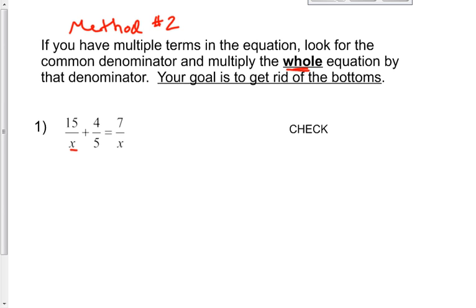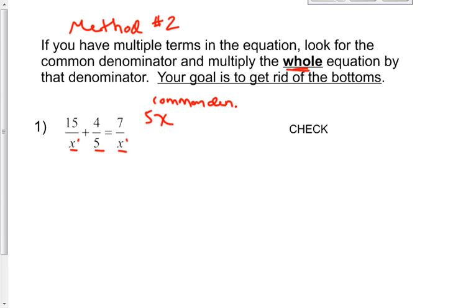All right, so if I check out the denominators, I need to figure out what my common denominator is. x to the first, x to the first. I always take the higher power that I see. That's just x to the first. I've got a 5, I have to use the 5. So 5x should be my common denominator.